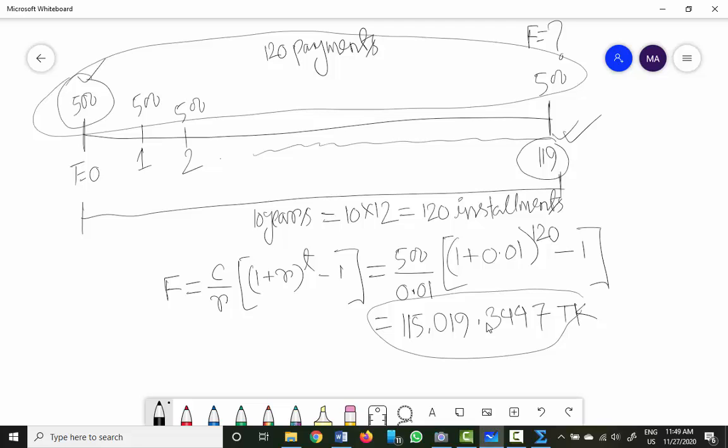But if the question asks you how much you should get after 1 year, which means how much you should get on January 1 of the next year. That means 1st of January of next year. So that means you need to go 1 month forward.